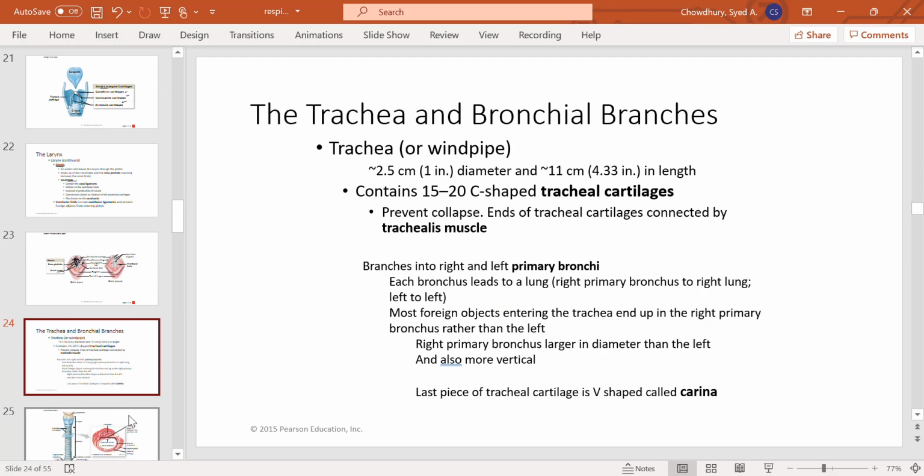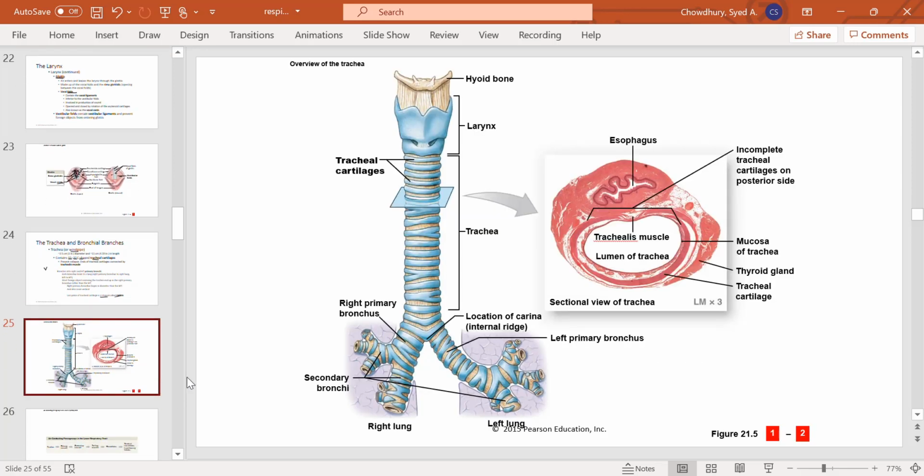Trachea. Trachea is also known as windpipe. And it is formed by many C-shaped tracheal cartilages that I mentioned. How many? 15 to 20 C-shaped cartilages. Okay, and the last one is V-shaped, that is called the carina. Okay, and the lower end of trachea divides into two primary or main bronchi, right and left.